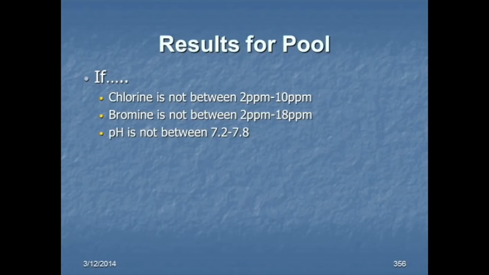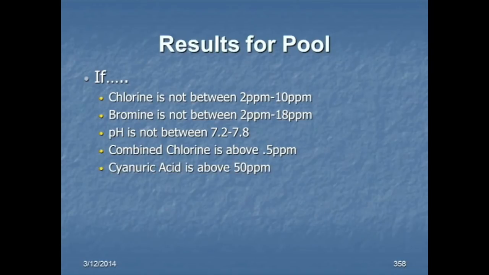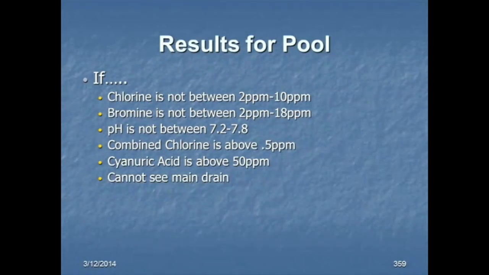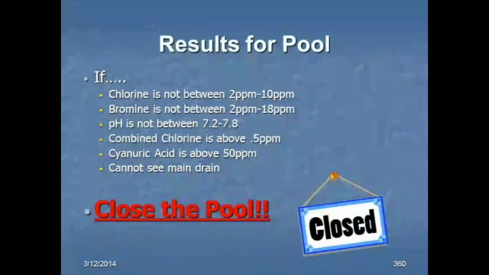You need to be closing the swimming pool if any of these circumstances do not exist. Combined chlorine, if it's above 0.5, you're closed. Chlorine levels outside of that range, you're closed. Bromine outside of that range, you're closed. pH, same thing. If your stabilizer, the state law says 50. If it's above that, you're closed. If you can't see the main drain, under any of these circumstances, close that swimming pool.